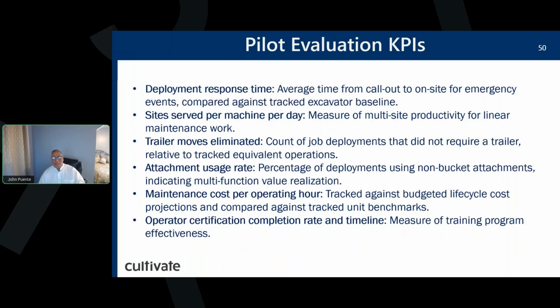I talked about KPIs, right? So here's some recommended KPIs for the pilot. And this isn't set in stone. These are just things that we're recommending that you may want to be able to track. Your deployment response time. That's tracking your time, your effort, and your people, right? The number of sites served each day. The total number of trailer moves that have been eliminated by piloting wheeled excavators. The tracking, the use of the different types of attachments and that multi-function capability that we're talking about. Track what your maintenance costs per hour are.